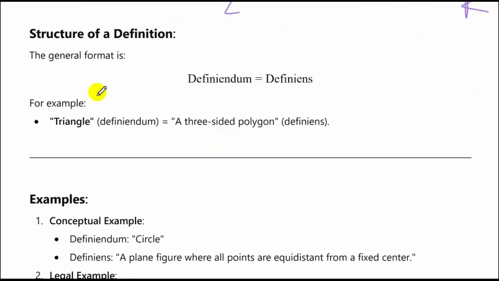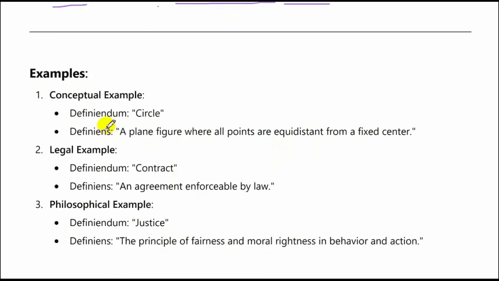Let's look at the structure of a definition. The general format is definiendum equals definiens, meaning this will be explaining what this term is. For example, triangle is a definiendum and its explanation is a three-sided polygon, definiens. This is a very simple thing. Let's look at more examples.